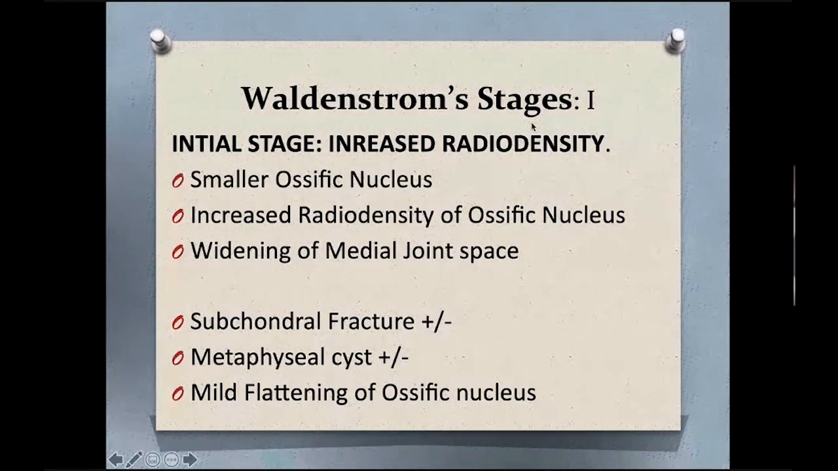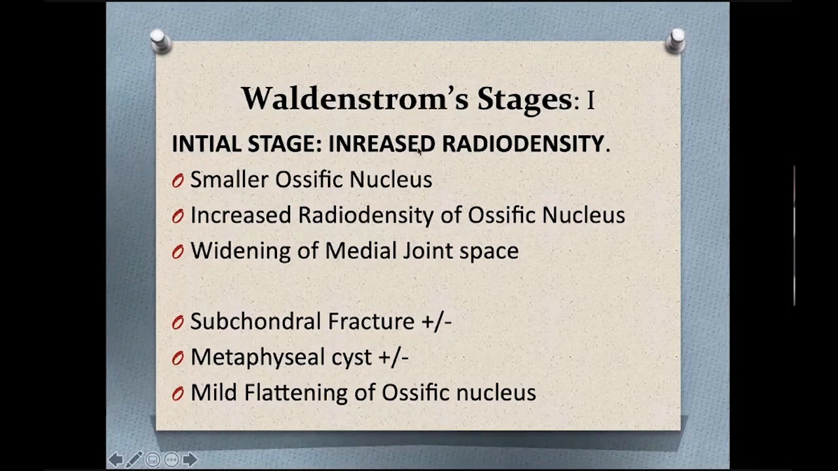So Waldenström stage 1 is the initial stage when there is an increased radio density because of avascularity. The calcium is not being drained outside, but more calcium is deposited with the osteogenesis. So it produces increased radio density, and in stage 1 the ossific nucleus will be smaller. There is increased radio density of the ossific nucleus in the epiphysis and medial side widening. So it will be stage 1A.